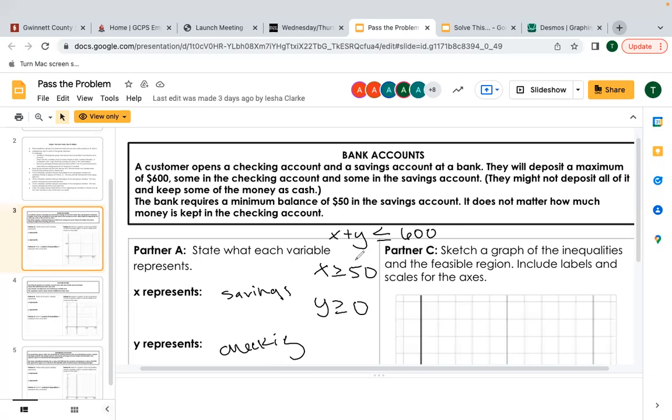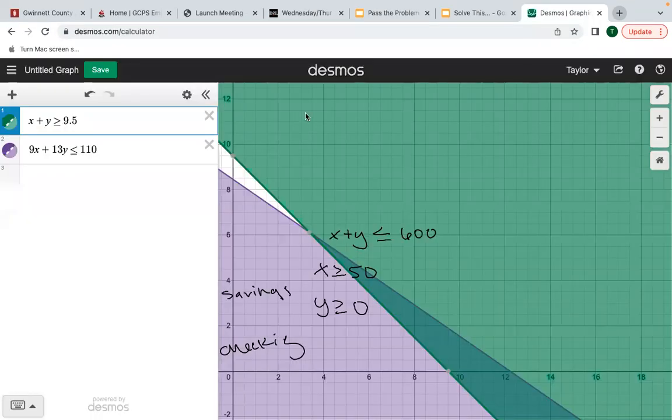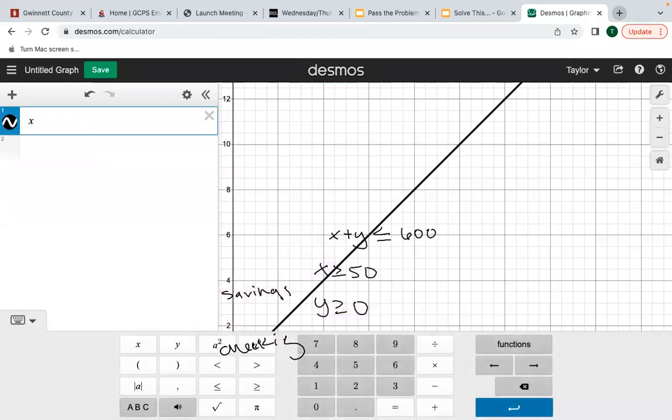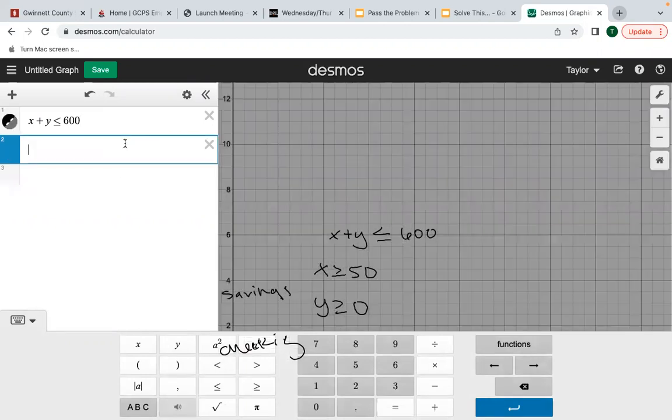Then we're going to put that into Desmos and graph it. Now you could graph this by hand, but I'm going to be honest with you, it's just faster to throw it into Desmos because it does all of the work for you. So when we go into Desmos, we're going to type x plus y is less than or equal to 600, and then x is greater than or equal to 50, and then y is greater than or equal to 0.